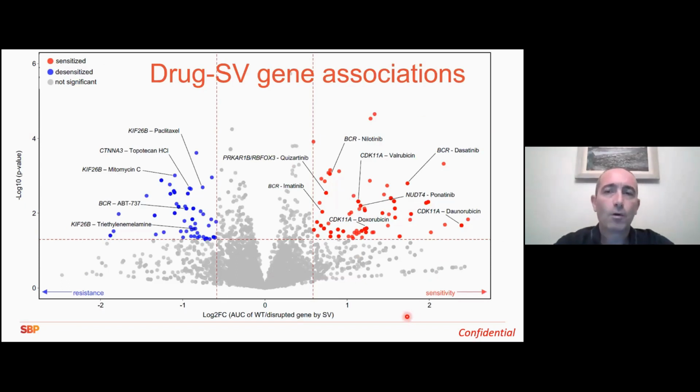So this volcano plot here is the integration of these 2 diverse data sets. So every spot in this volcano plot represents a structural variant that occurs in at least 2 of our samples that is associated with a change in drug viability. That is, in blue, structural variants that are associated with resistance to the drugs in question, and in red, structural variants that are associated with sensitivity to the drugs in question.